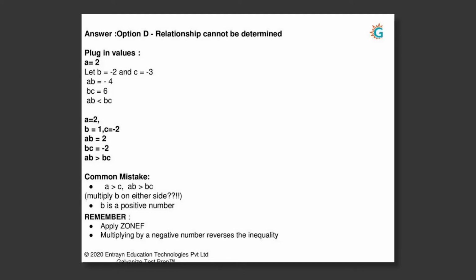Apply zone F. Multiplying by a negative number reverses the inequality. This is a very, very important point that you should remember, especially when you tackle properties of integers questions, which is a very, very, very important topic in arithmetic that's widely tested in GRE.